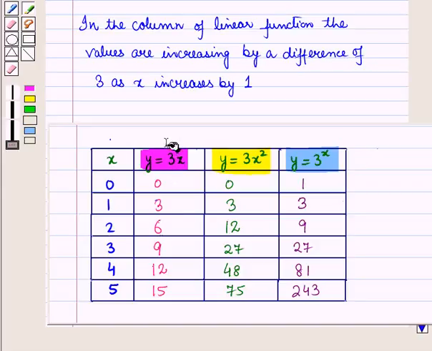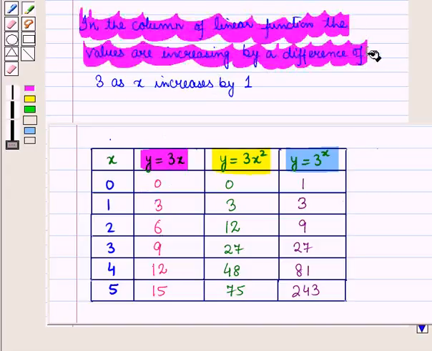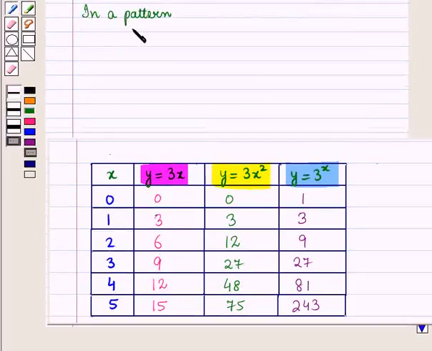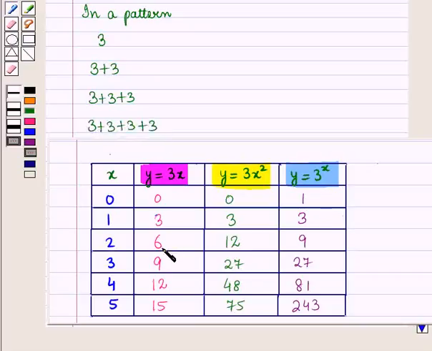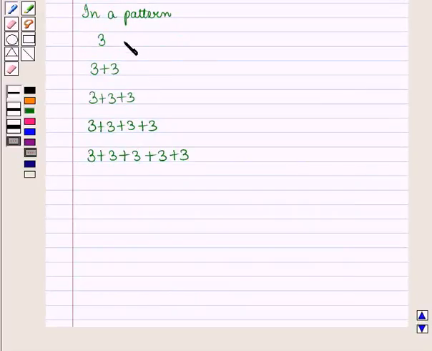Now here you can see in this column, that is the column of linear function, the values are increasing by a difference of 3 as x increases by 1. In a pattern, 3 plus 3, that is 6. Then 3 plus 3 plus 3, that is 9. Then 3 plus 3 plus 3 plus 3, that is 12. And then 3 plus 3 plus 3 plus 3 plus 3, that is 15. So the values are increasing in this pattern.